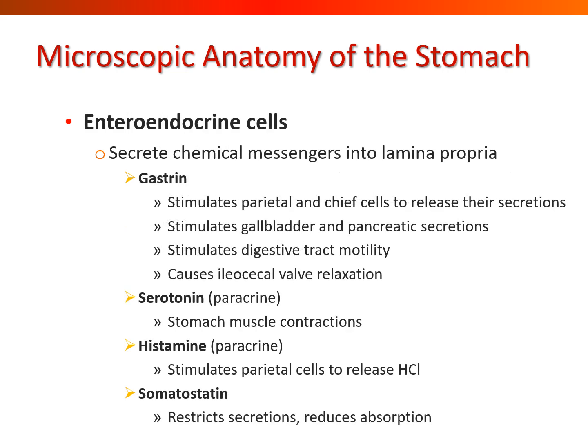Then we have the enteroendocrine cells, which are going to be releasing chemical messengers that are going to communicate with the stomach and maybe even some other cells in the intestinal tract. So gastrin is one of those. It's going to stimulate the parietal and chief cells to release their secretions. So down at the very bottom of the pits where we got these enteroendocrine cells, they're going to be basically the ones that are saying, all right, go, release your things. We're ready. Gastrin is also going to stimulate the gallbladder and the pancreas to release their secretions.